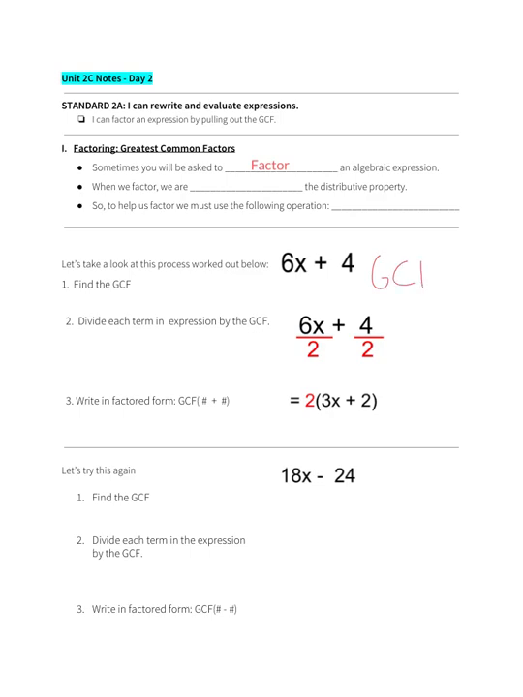So the GCF is 2. So we divide each term in the expression by the GCF, divide by 2, and then we write it in factored form, which is the GCF times 3x plus 2. How did we get 3x plus 2? Well, 6x divided by 2 is 3x, and 4 divided by 2 is 2.